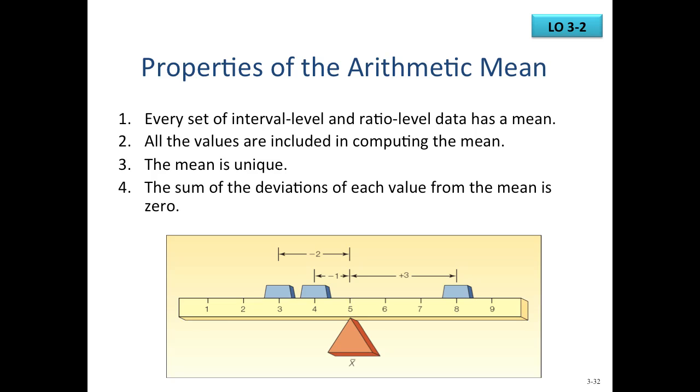And the sum of the deviations of each value from the mean will always equal 0, and that's because it's a balancing point. The mean is computed in a way where it's in the middle and it balances them. And you can see real clearly that if you sum these deviations, -2, -1, and +3, it's going to equal 0.